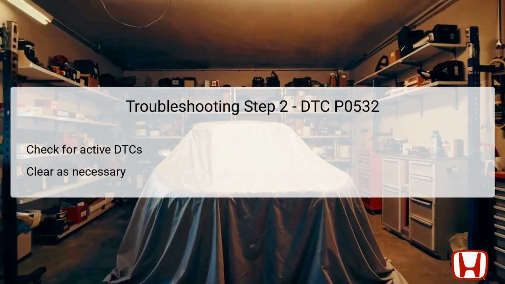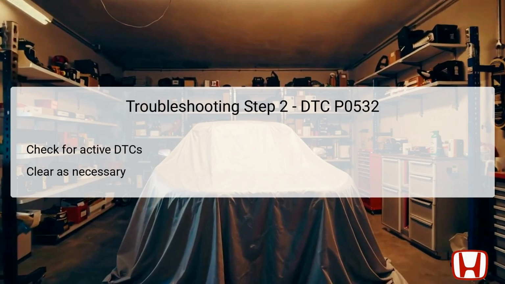If other DTCs are active, they may need to be addressed before tackling the P0532, as they could influence or disguise the actual issue. If the DTC list includes multiple codes, it's prudent to clear the stored DTCs and then take the vehicle for a short drive. This helps to reset the monitoring system, allowing for accurate observation of the AC pressure sensor's performance under normal operating conditions.